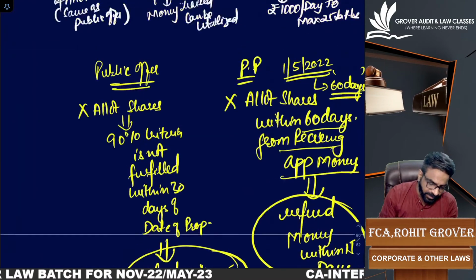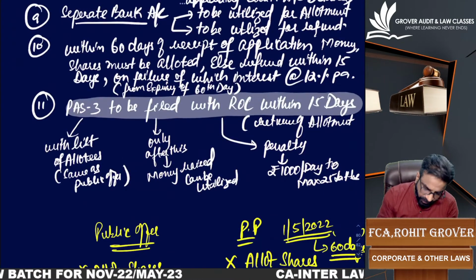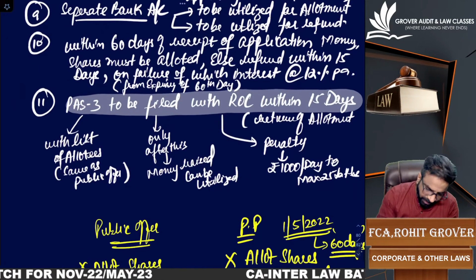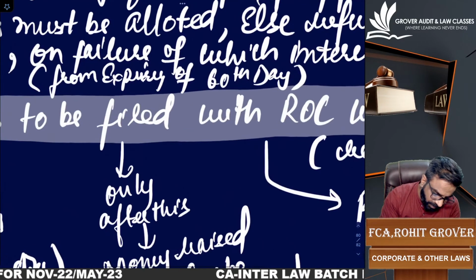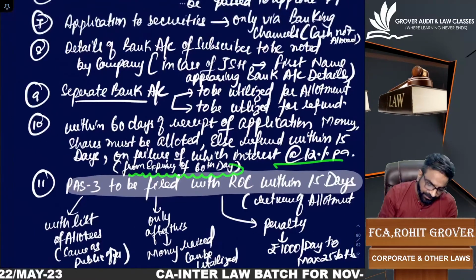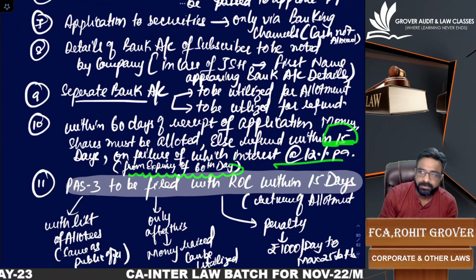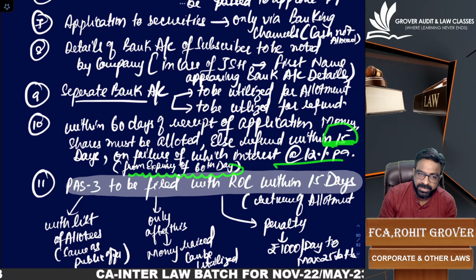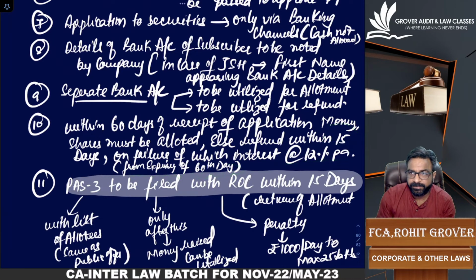Yes. Now read this. What is written? Interest at the rate of 12% per annum to be paid. But what is written, Amma? What is written here? From the expiry of which date? 60. It means these 15 days interest also we have to pay. Yes, sir. I hope all of you understood, everyone.